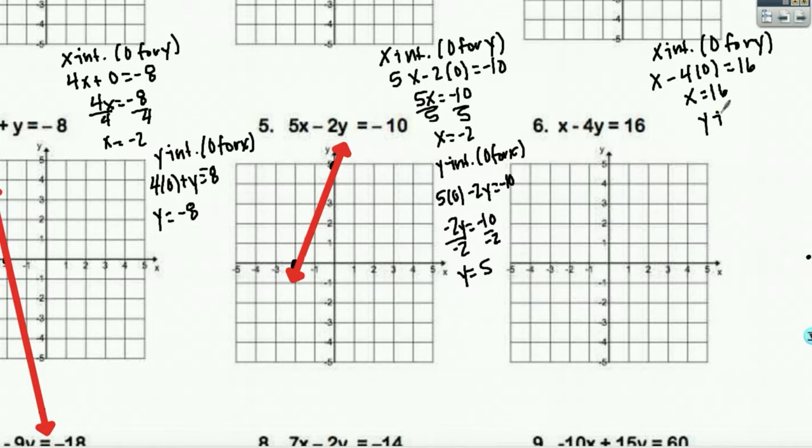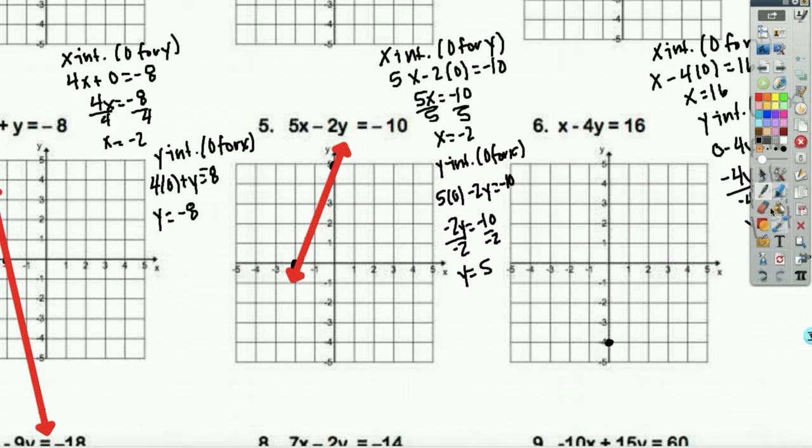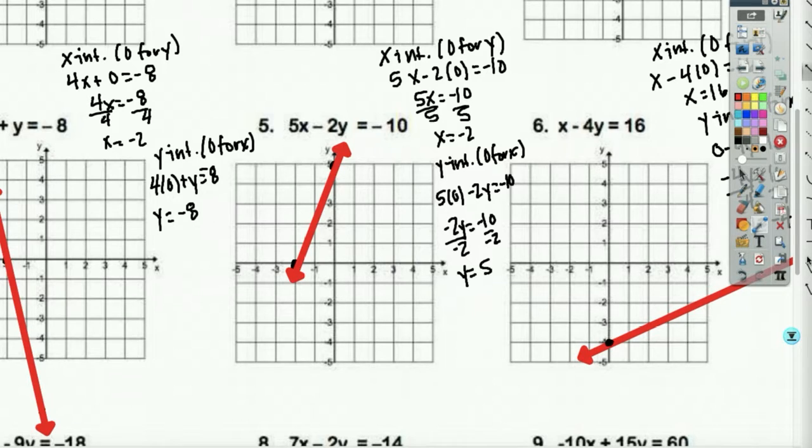To get my y-intercept, I'm going to do 0 for x. I'm going to cancel out my x values. So I'm going to say 0 minus 4y equals 16. So I'm going to end up with negative 4y equals 16. Divide both sides by negative 4. So my y is going to be equal to negative 4. So I'll put a point at negative 4 on the y-axis, and then I'll be able to connect my points and have an idea of what that line should look like.